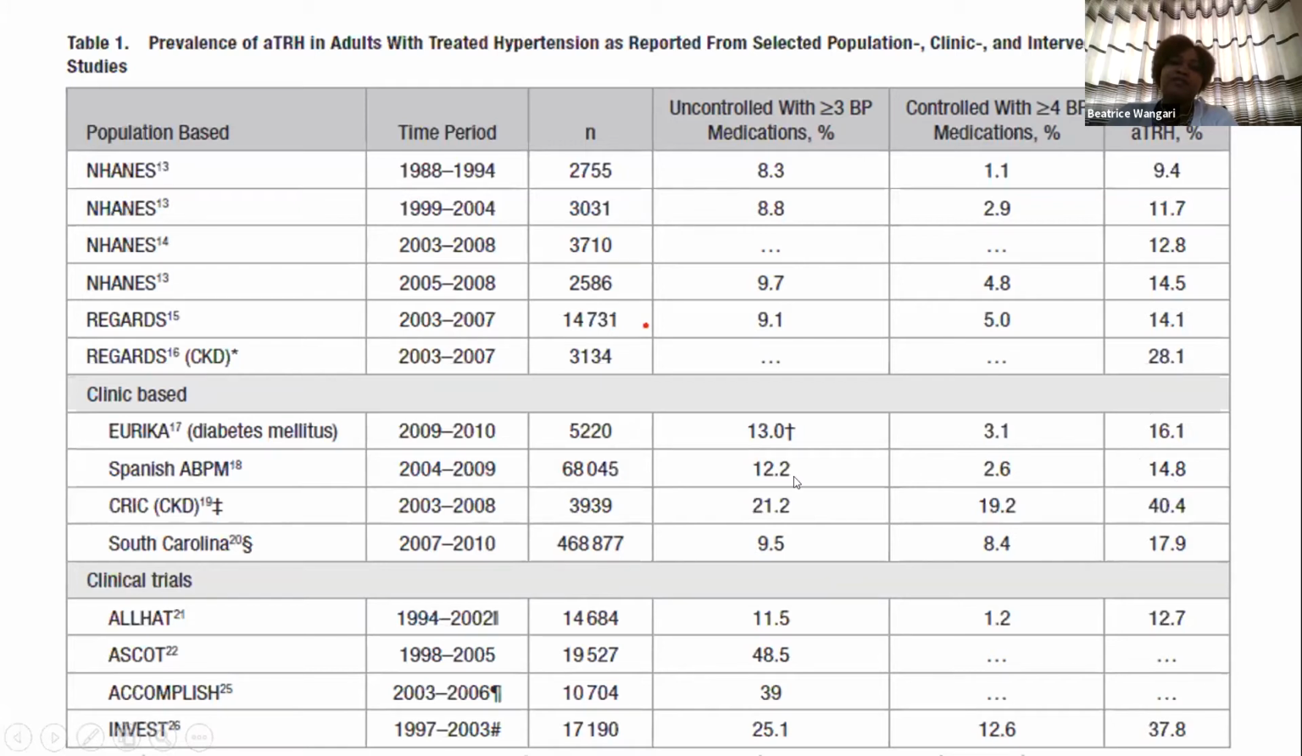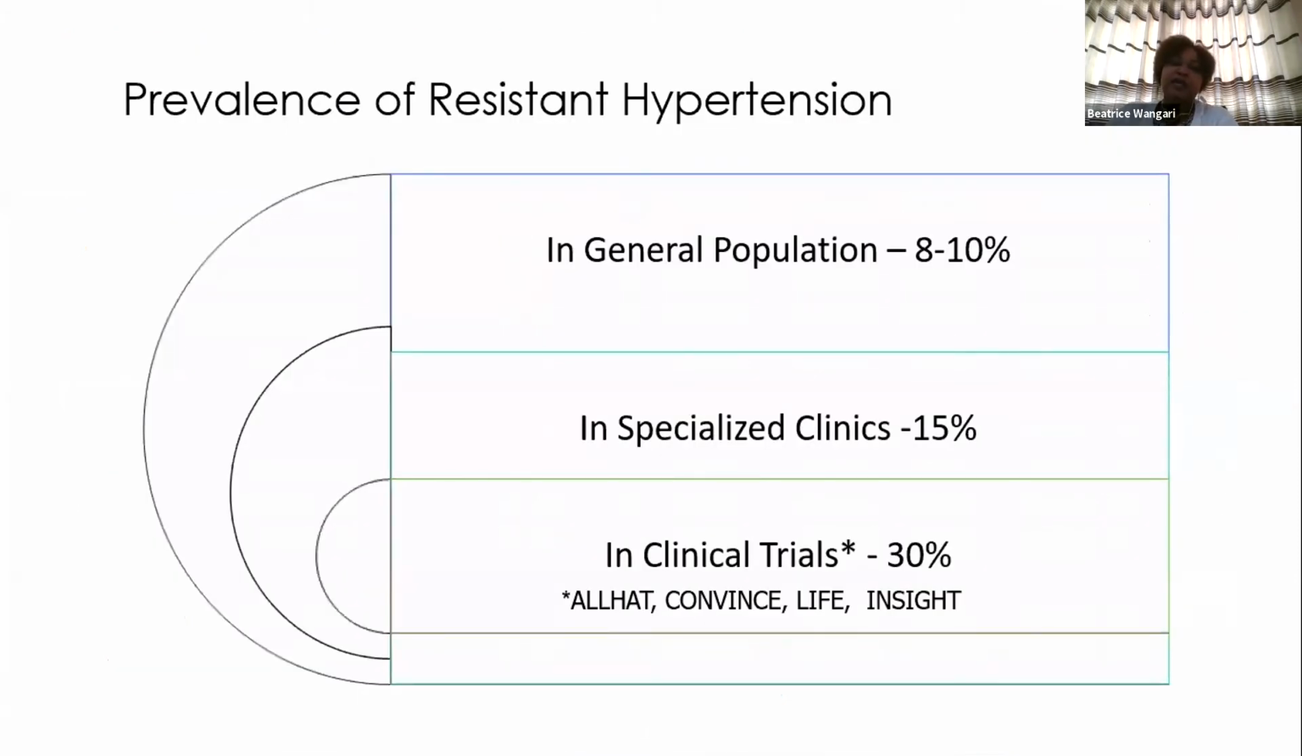This was quite interesting: the ERICA study, which included quite a number of patients with CKD, had the highest prevalence of resistant hypertension. Now, in the clinical trials, the prevalence of resistant hypertension was quite high, going up to the 30s and 40% of the treated hypertensive patients. Again, coming back to this, the prevalence is a little difficult to pin down.